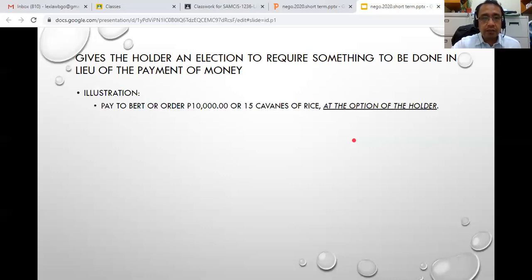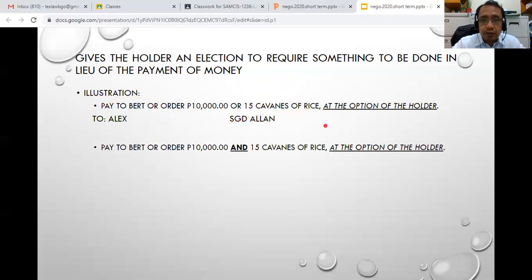So take for example in this illustration: pay to Bert or order 10,000 pesos or 50 cavans of rice at the option of the holder, to Alex, signed Alan. In this situation, you notice that besides the payment of 10,000 pesos, Alex, the drawee acceptor, has the option of delivering 15 cavans of rice. Take note, it's not Alex. Rather, it is the holder, the possessor of the instrument, who has the option of asking the delivery of 15 cavans of rice. Okay? So this is considered as negotiable.